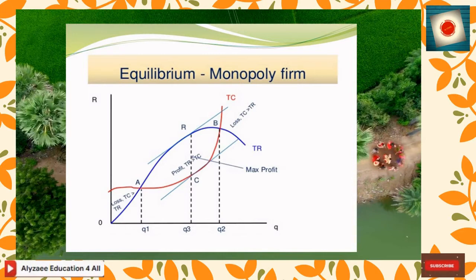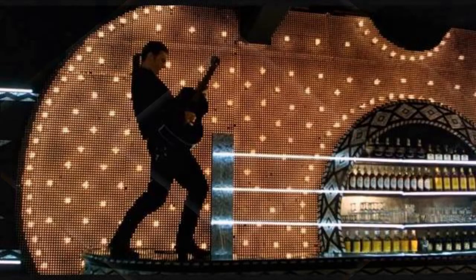So from that point onwards it is again showing us the loss, because total cost is greater than total revenue. And under the equilibrium where the maximum profit will be earned by a monopoly firm, that is again on Q3, between R and C. So you can see the span of profit here, because this is a monopolistic competition. The span of profit is greater than the previous one.